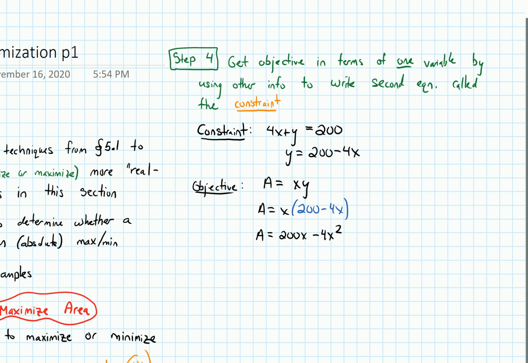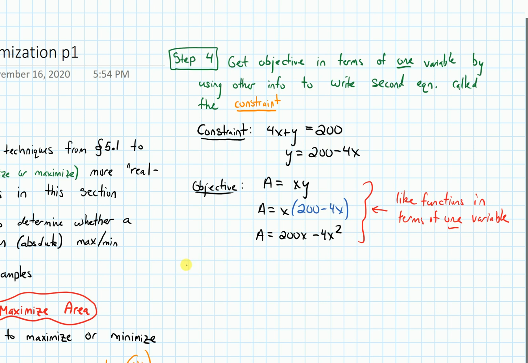Okay, so the reason why we're doing this is we like functions in terms of one variable. They're a lot easier to work with once we have them in terms of one variable. And that's the whole point of the constraint. It lets me substitute into the objective and get the objective in terms of one variable if it isn't already.